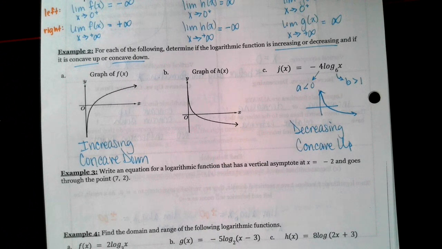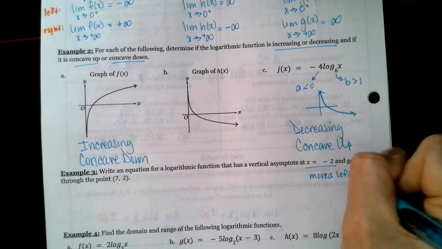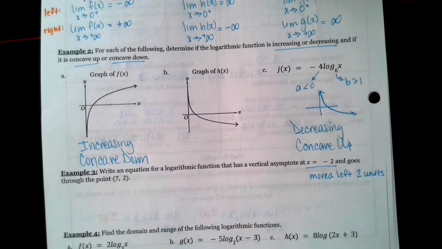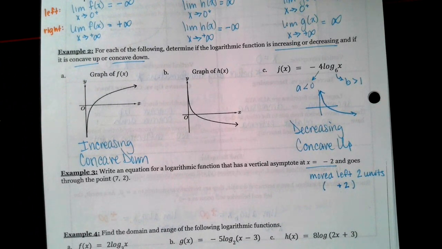So example 3 says write an equation for a logarithmic function that has a vertical asymptote at x equals -2 and goes through the point 7, 2. So my vertical asymptote at x equals -2 means that my graph shifted. Normally it's at x equals 0, so this means it actually moved to the left by 2 units. So when I think of my transformations, that means I'm going to have some parentheses, and I'm going to have a +2 on the inside of those parentheses because it moved to the left.